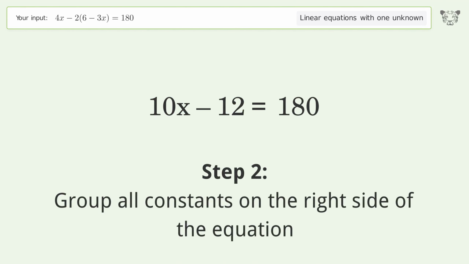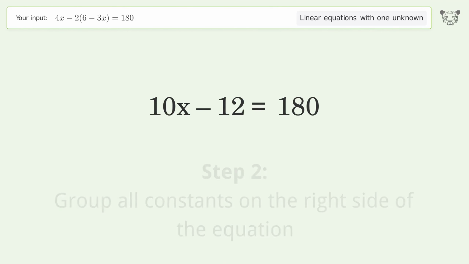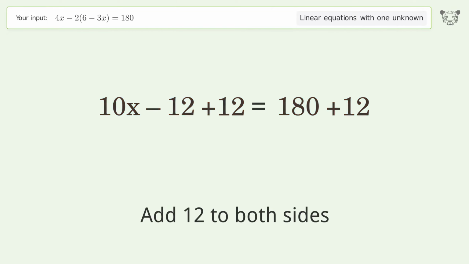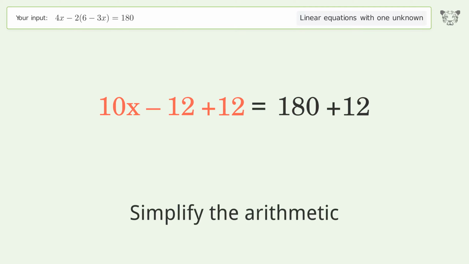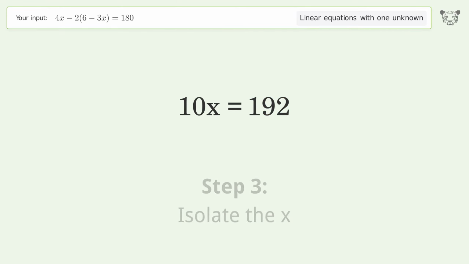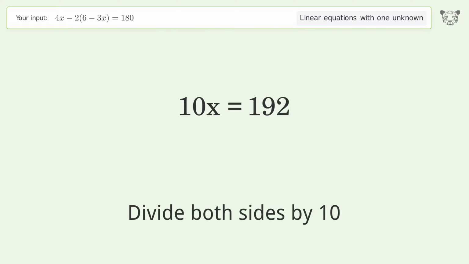Group all constants on the right side of the equation. Add 12 to both sides. Simplify the arithmetic. Isolate the x. Divide both sides by 10.